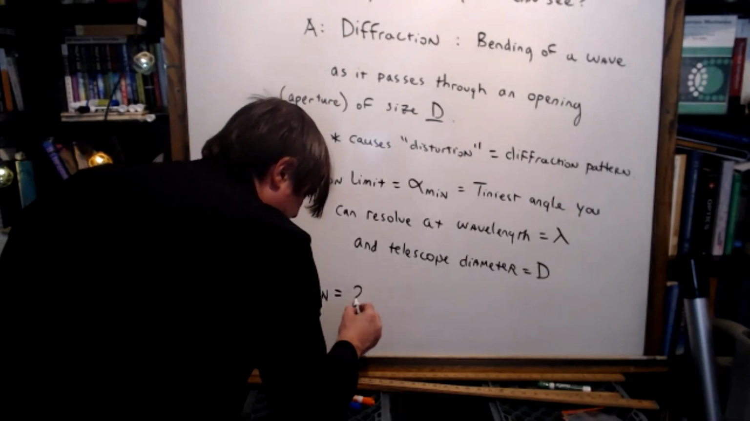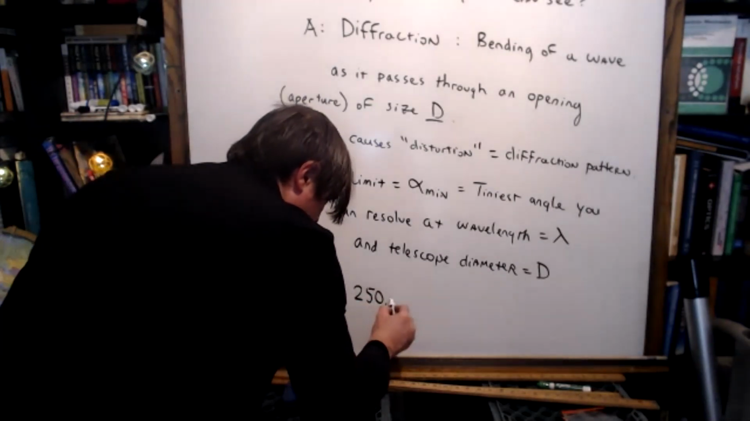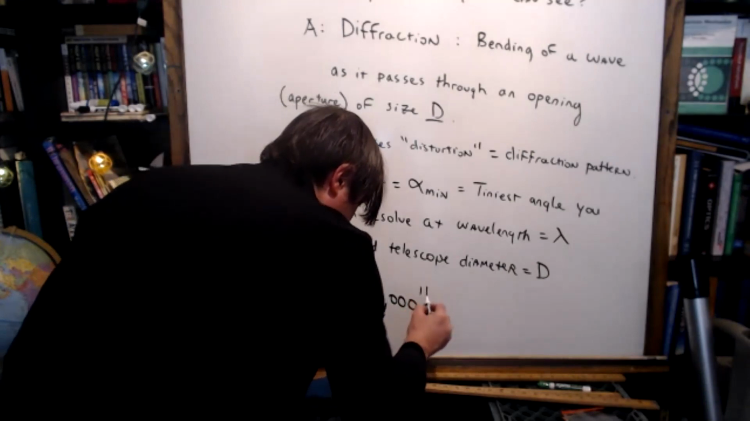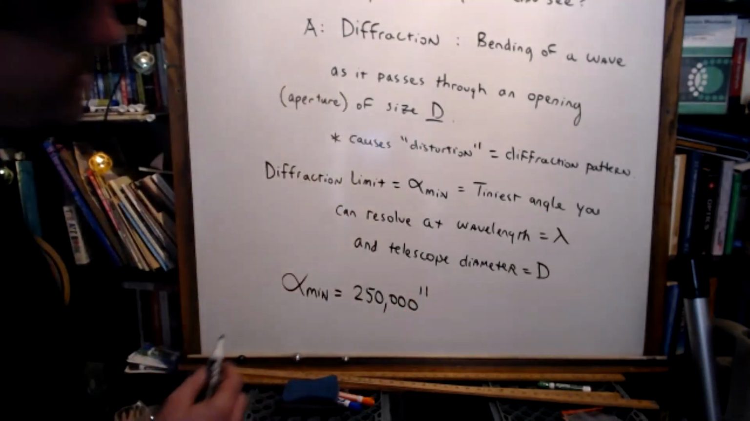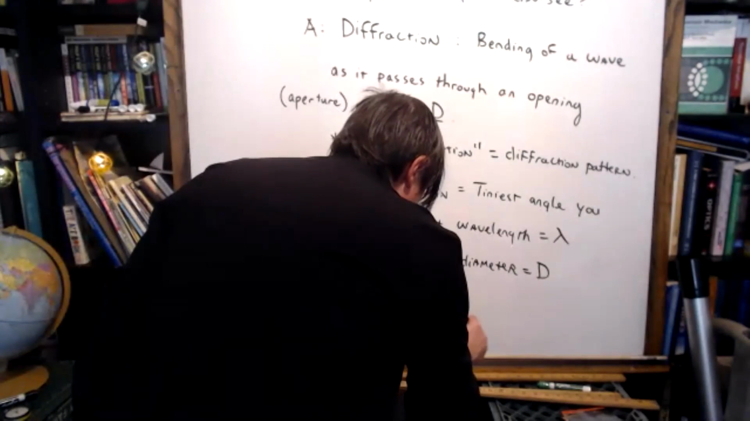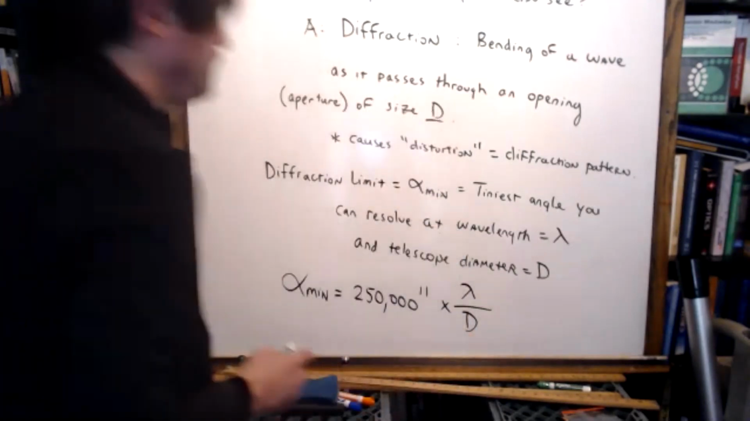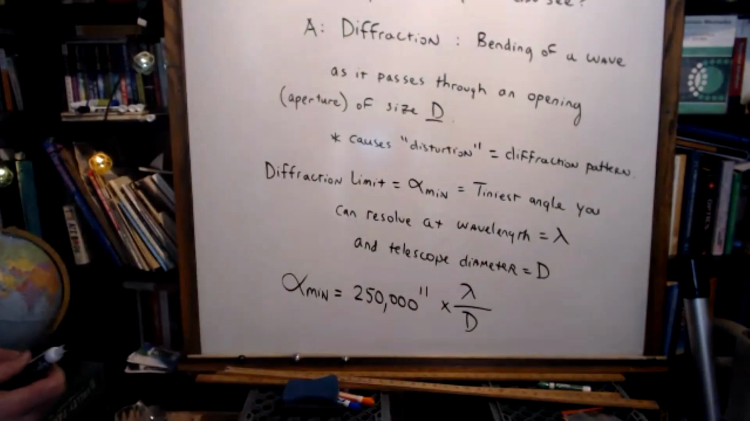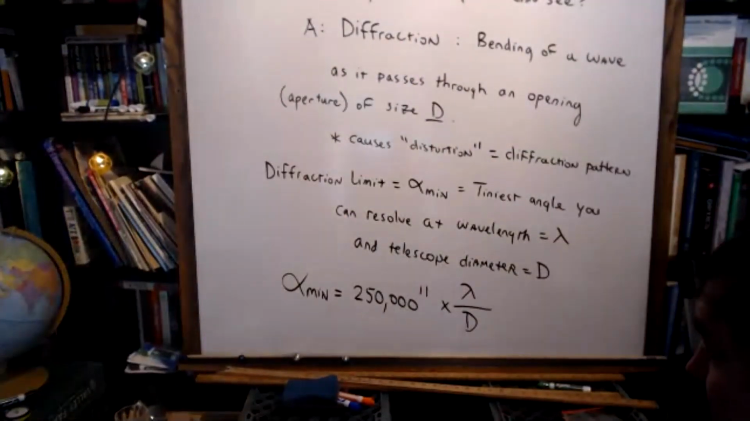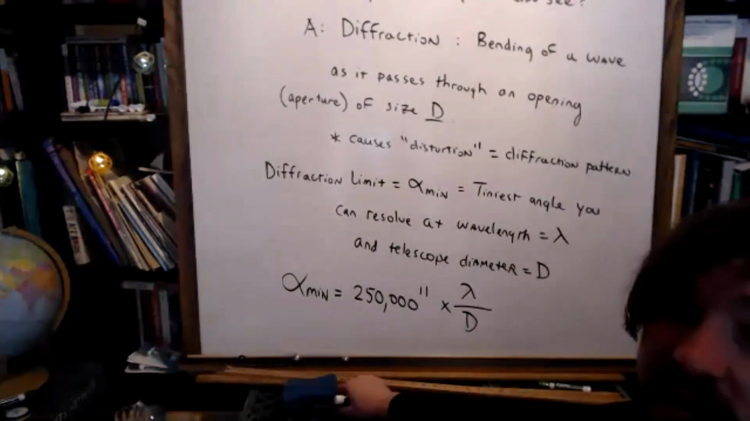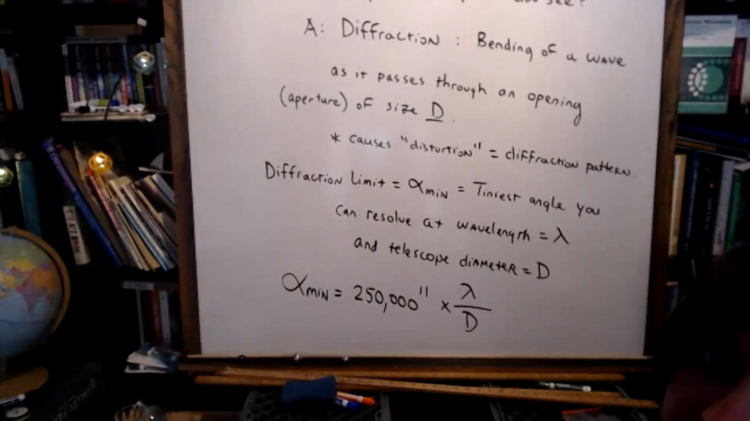alpha min is 250,000 arc seconds times wavelength divided by diameter. That's the diffraction limit. It's a very important formula. It tells you how tiny an angle your telescope can resolve.